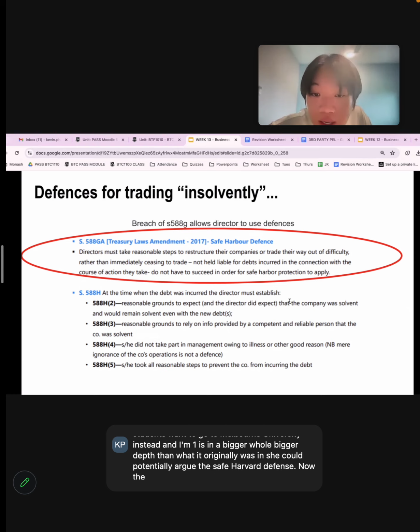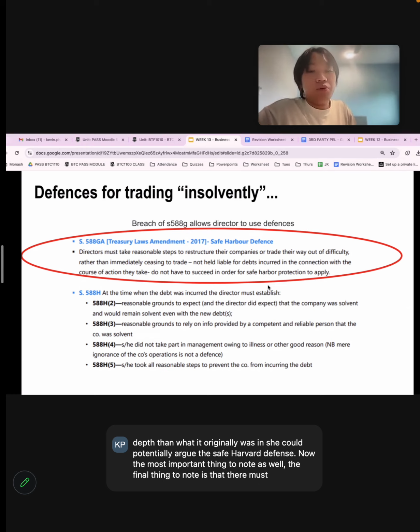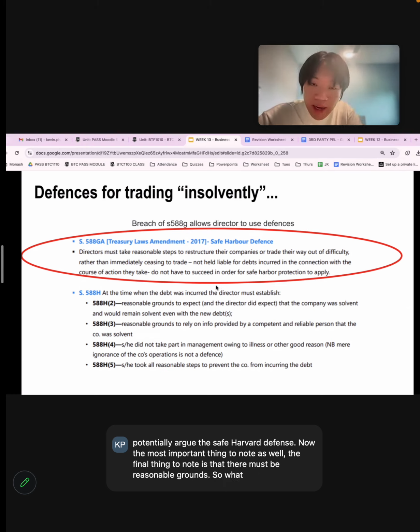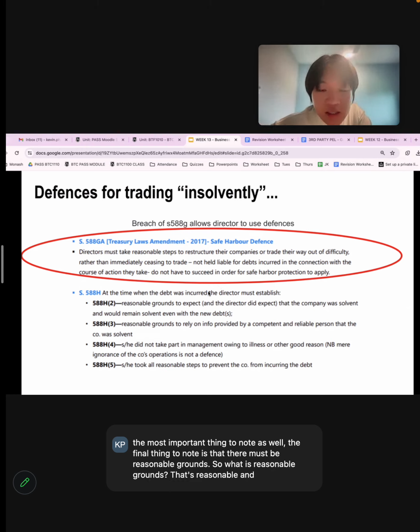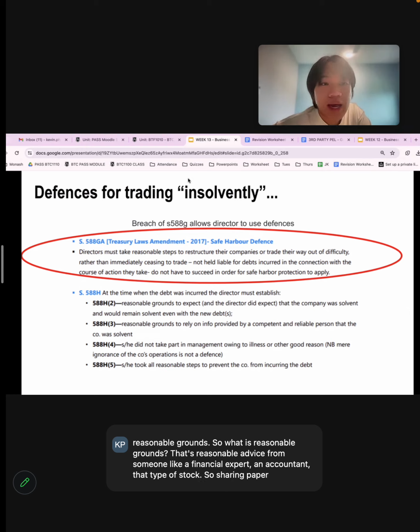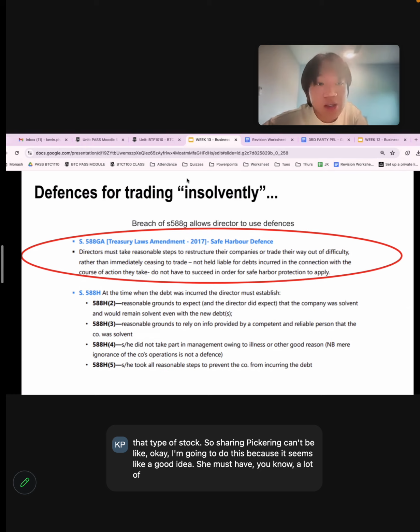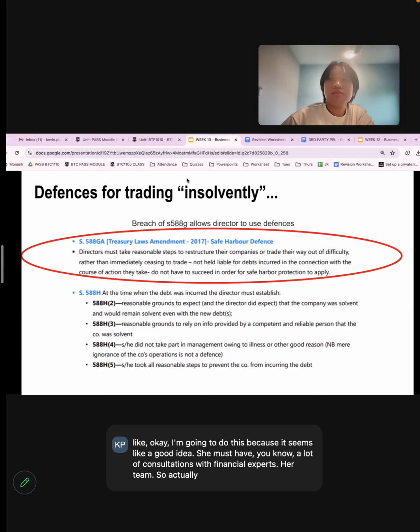Now, the most important thing to note as well, the final thing to note, is that there must be reasonable grounds. So what is reasonable grounds? That's reasonable advice. So from someone like a financial expert, an accountant, that type of stuff. So Sharon Pickering can't be like, okay, I'm going to do this because it seems like a good idea. She must have a lot of consultations with financial experts, her team, to actually see it to be a prospective idea as well.